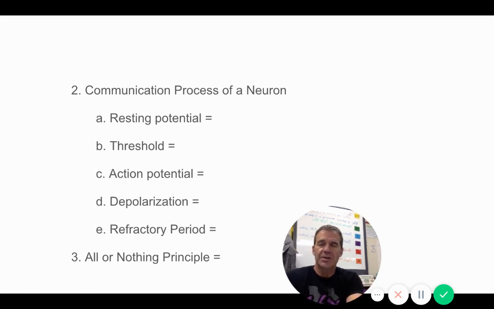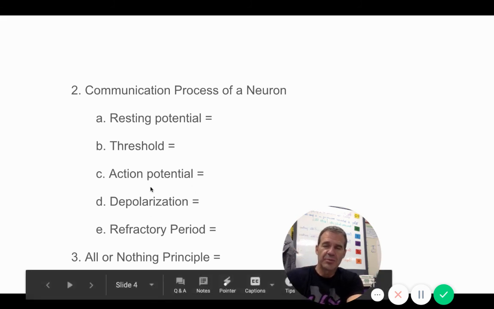Isn't that awesome? So you walk in, the toilet's at rest, do what you got to do, press the lever, that's threshold. The toilet starts to flush, that's action potential. Good water replaces bad water, that's depolarization. And then you can't reflush it, that's the refractory period.